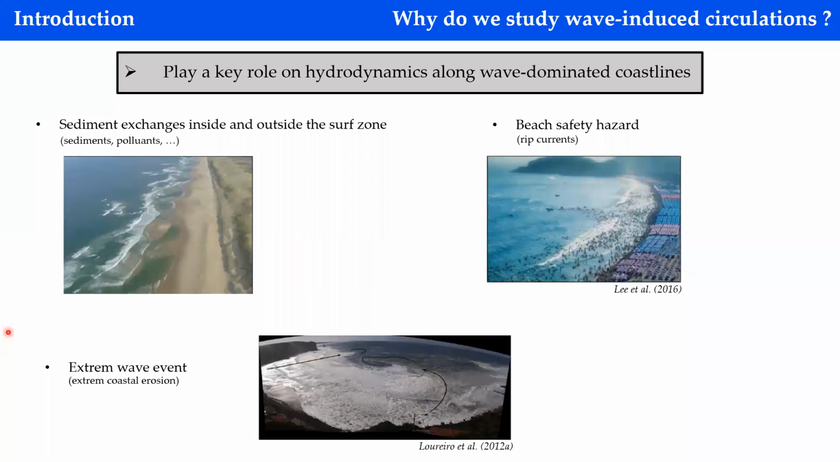So why do we study such circulations? Well, because it plays a key role in the hydrodynamic processes along wave-dominated coastlines. And these processes include sediment exchanges between the surf zone and the offshore. It is also a beach safety hazard, with rip currents potentially exposing a bunch of swimmers offshore. And also during extreme wave events, it can induce extreme coastal erosion.